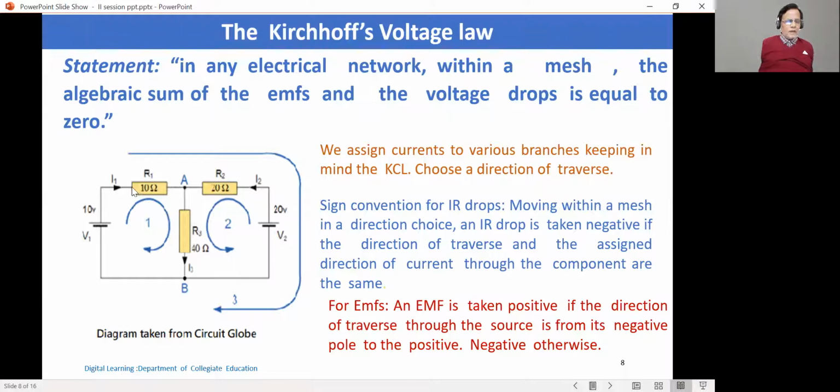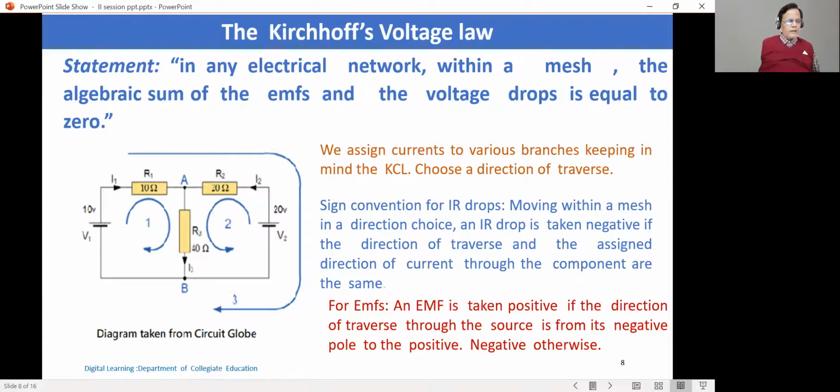So, according to the convention, I am going clockwise. The current I1 is also in the same direction going through the component R1. So, as we traverse from the battery through the resistor to the point A, we are moving in the same direction as the assigned direction of current. So, that voltage drop I1 R1 is negative. Similarly, I pass through the resistor R3 from A to B in the same direction as the direction of current assigned. Therefore, that voltage drop I3 R3 is also negative.